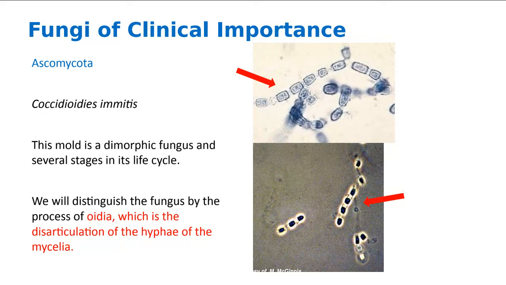So the mycelia is what you're looking at, right? So just imagine this mycelia, and what you're looking at is the individual cells that have disarticulated from the mycelia. What that means is that the individual cells have broken apart, and each of those individual cells becomes what we call an arthrospore.